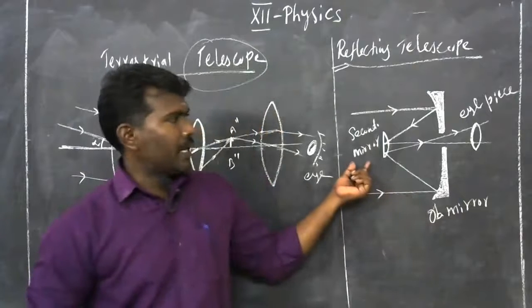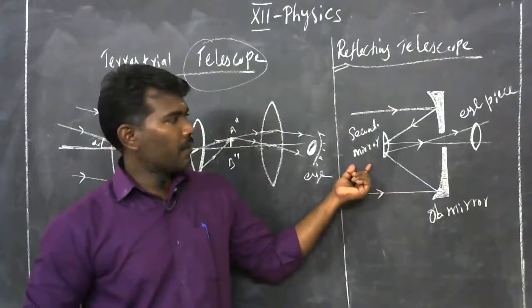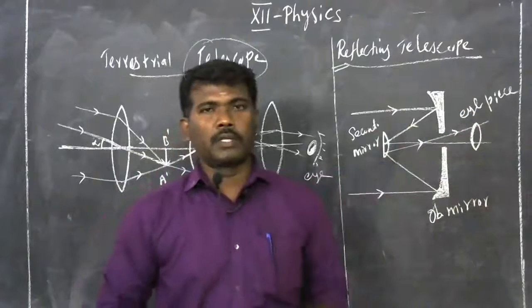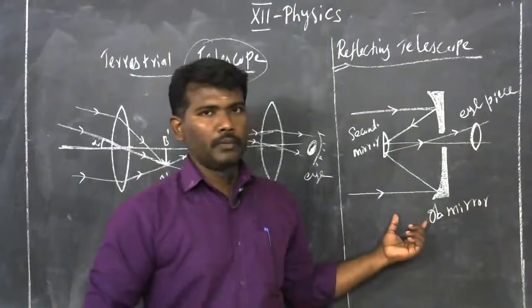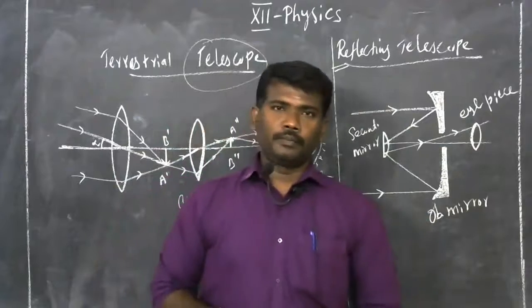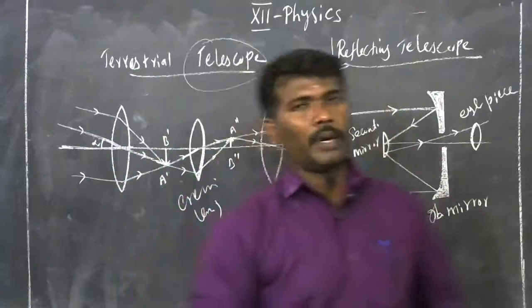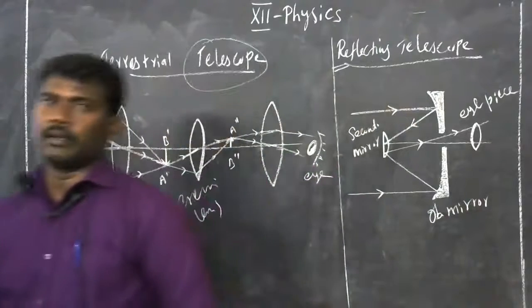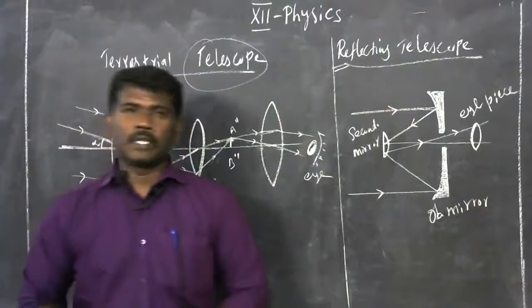So if you are using the secondary mirror, the convex mirror, the image is formed here, so we can fix the eyepiece on the outside of that particular tube. Okay, right. So this is with respect to the reflecting telescope. And next we are going to see another optical instrument. It's nothing but the spectrometer.